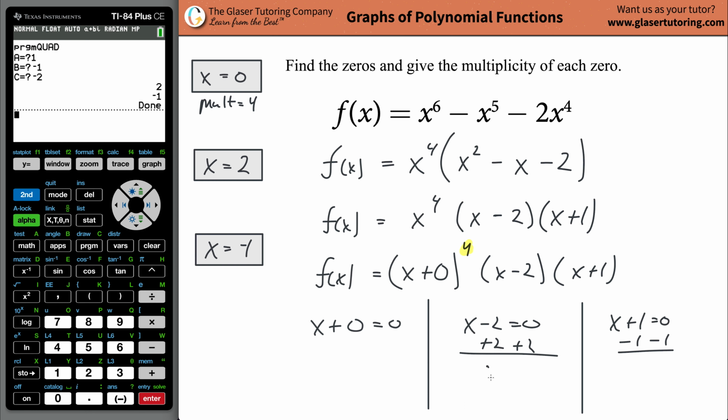Then when I solved this and said x was equal to 2 down here, where did that come from? Well, that came from this factor. What was the power of that factor? Well, it was a 1. So guess what?